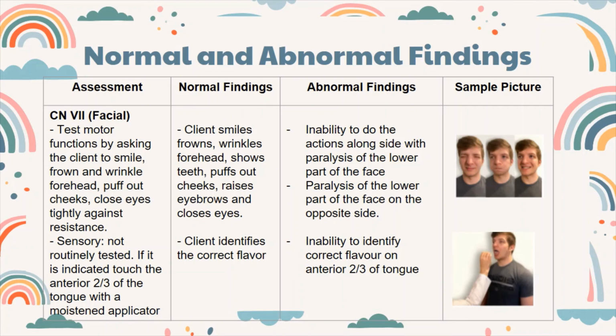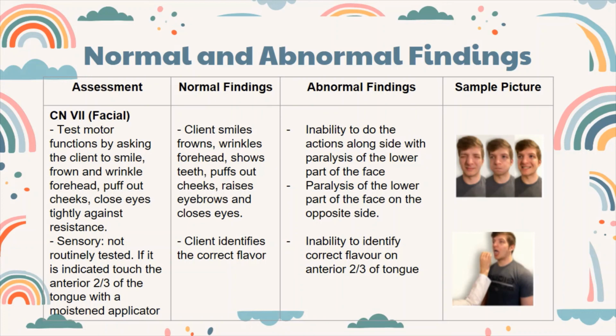Next assessment is the cranial nerve number 7, the facial. So test for motor function. Ask the client to smile, frown, wrinkle the forehead, show teeth, pop out cheeks, purse lips, raise eyebrows, and close eyes tightly against resistance. Normal findings: the client smiles, frowns, wrinkles forehead, shows teeth, pops out the cheeks, purses lips, raises eyebrows, and closes eyes against resistance. Movement of all these is symmetric.